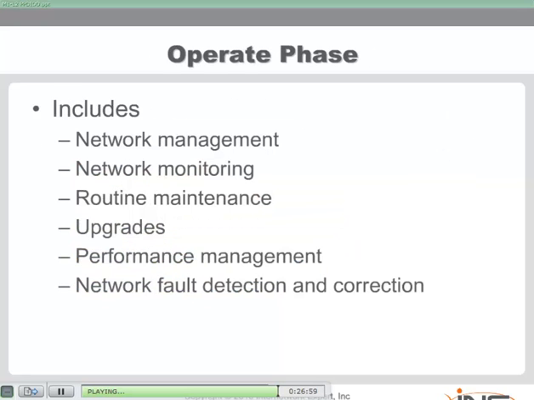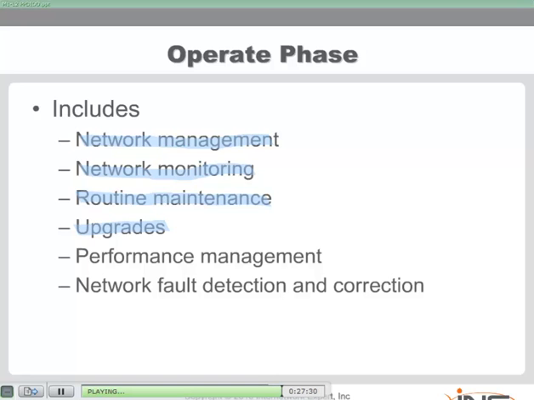Next, we have the operate phase of the network's life cycle, and now everything is properly implemented per the project plan and per our design document, and now it's time to happily operate the network. Things that we're going to be doing in the operate phase are things like our recurring network management and our recurring network monitoring. Occasionally, we got to go in and do recurring routine maintenance. Periodically, we got to go in and do our upgrades.